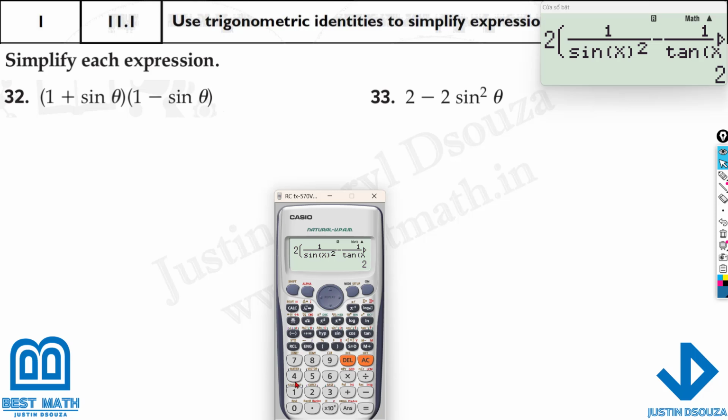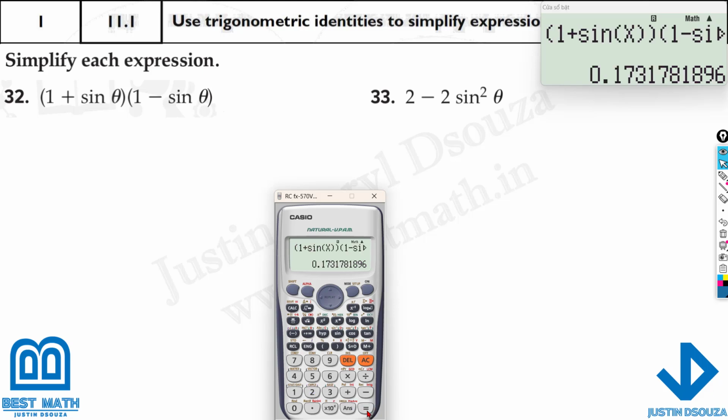What about this one here? It is 1 plus sine theta. Sorry, it's only sine theta, close the bracket, twice because now the first part is over. Multiply it with 1 minus sine theta and close the bracket. Now calculate this at 2. Here the value is 0.1731.